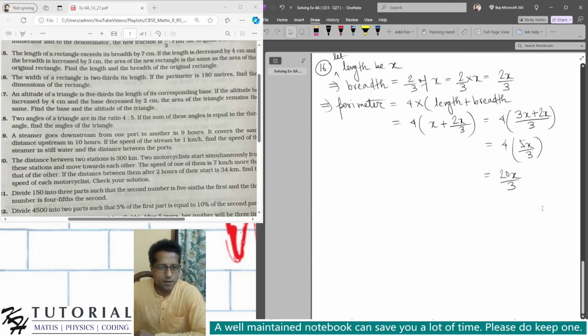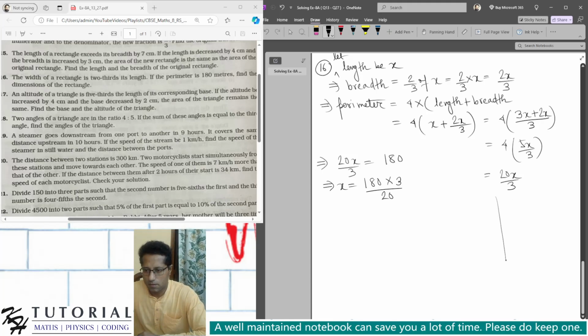Now it is given that the perimeter is equal to 180 meters. So this implies 20x by 3 is equal to 180. This implies x is equal to 180 multiplied by 3 by 20.